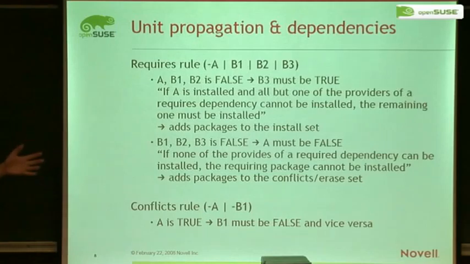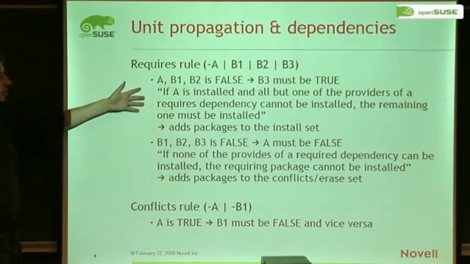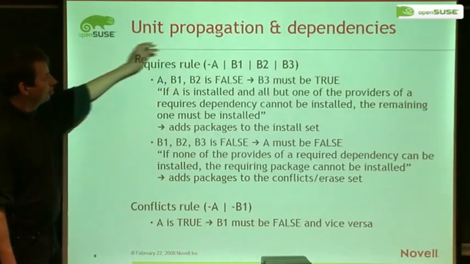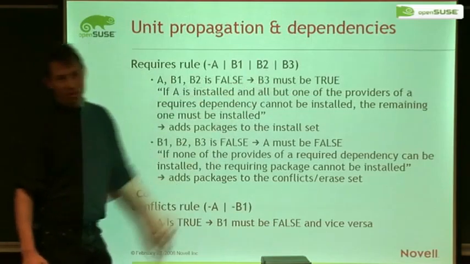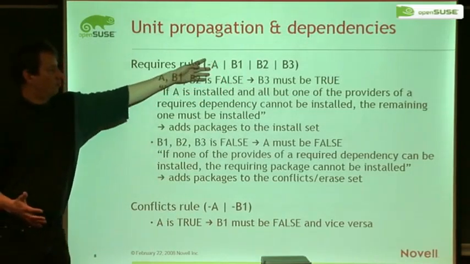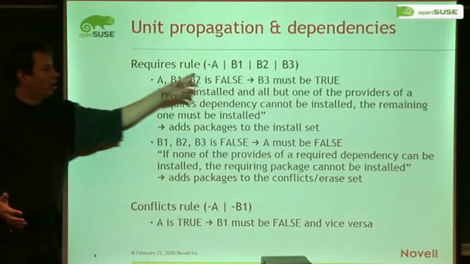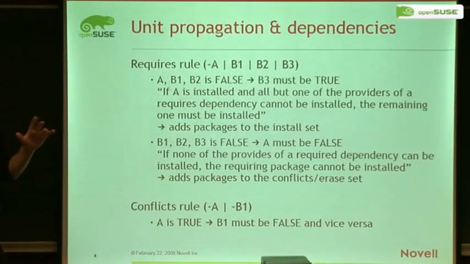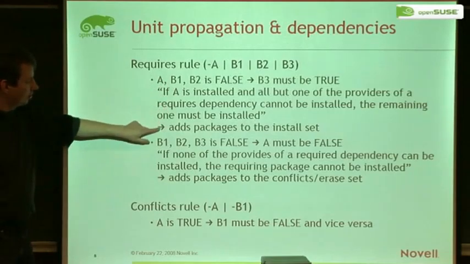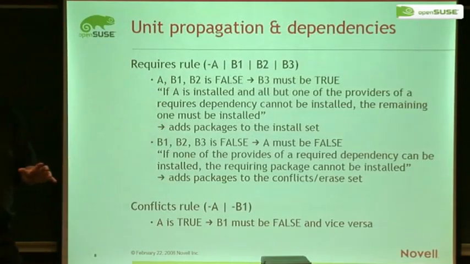But that's basically what you'd expect, because if I put that into a sentence: if A is installed and B1 and B2 are not installable, then I must install B3. So if I have dependencies for a package that is installed and all my alternatives are reduced to one left that is installable, then I must take that alternative. So this is actually very easy to understand. What this does is add packages to the set of installed packages.